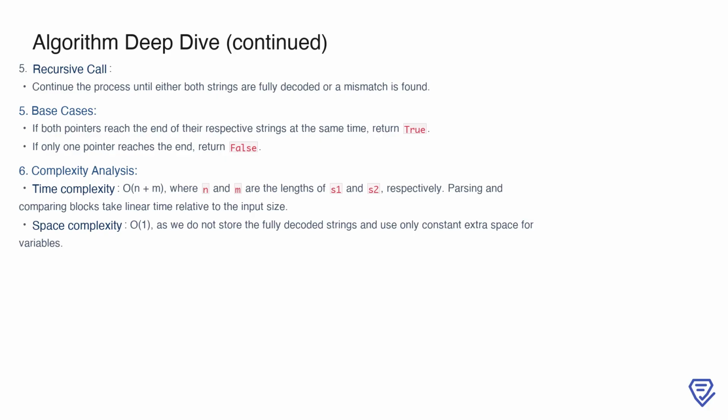Let's also consider the complexity of this approach. The time complexity is O(n plus m), where n and m are the lengths of S1 and S2. This is because parsing and comparing the blocks only requires linear time relative to the input size. The space complexity is O(1), as we do not store the fully decoded versions of the strings. Instead, we use a constant amount of extra space for variables like the pointers and counters. This makes our solution efficient in both time and space.